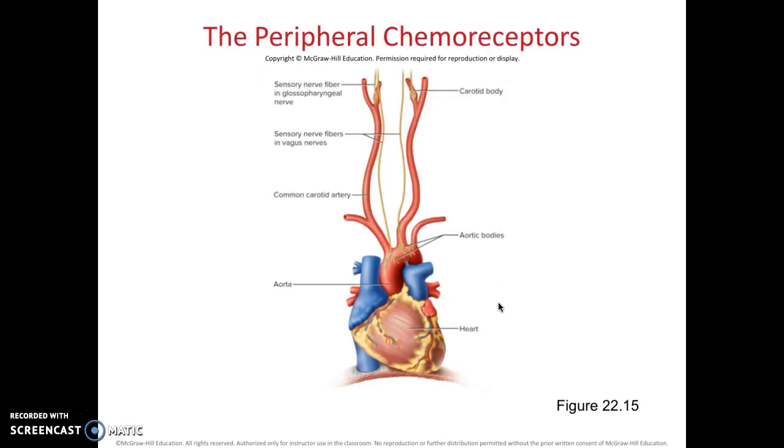So here we have our peripheral chemoreceptors that are located within the common carotid and the aortic bodies. They send signals using the glossopharyngeal nerve and the vagus nerve.